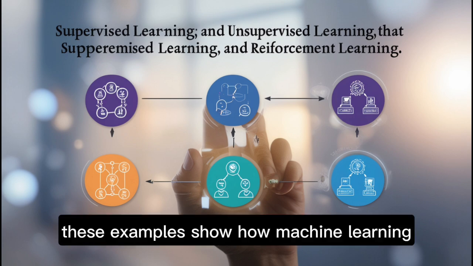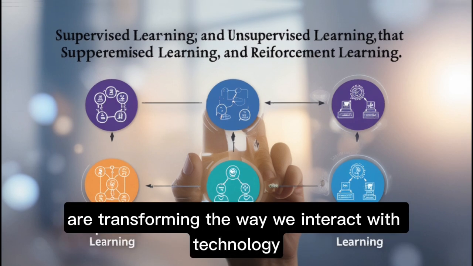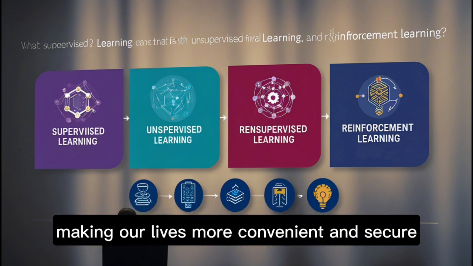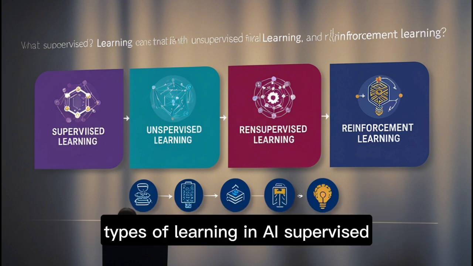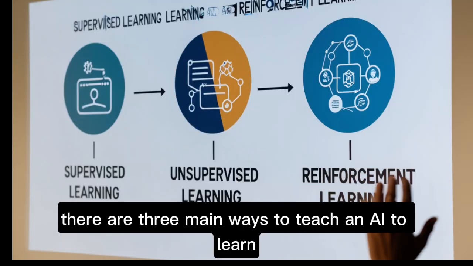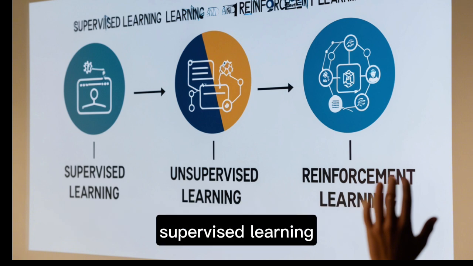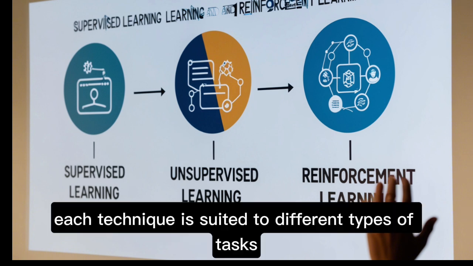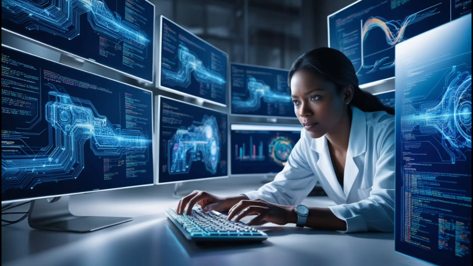These examples show how machine learning and deep learning are transforming the way we interact with technology, making our lives more convenient and secure. Types of learning in AI: supervised, unsupervised, and reinforcement learning. There are three main ways to teach an AI to learn: supervised learning, unsupervised learning, and reinforcement learning. Each technique is suited to different types of tasks and depends on the available data.